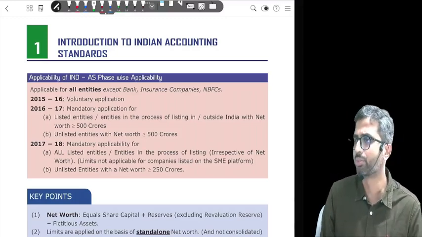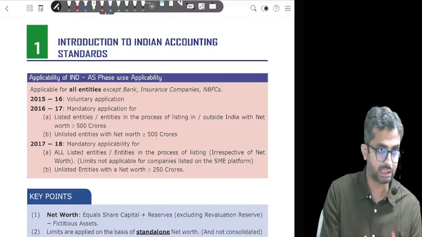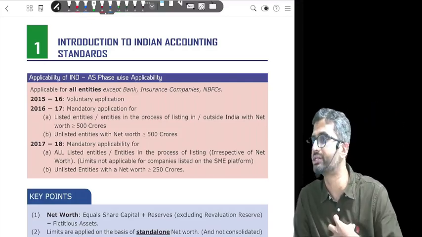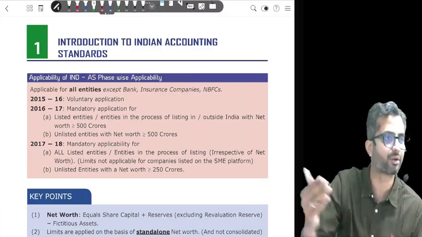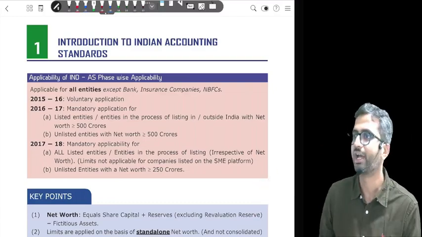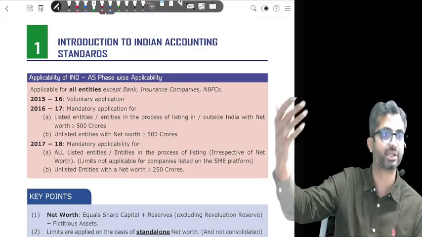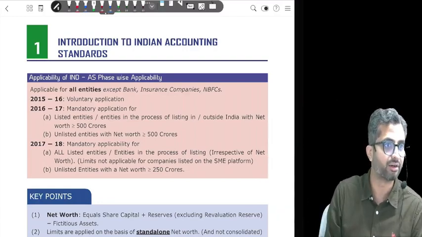Fair evaluation was a problem. Okay, so international standards. What happens is, let's say, it's just a matter of time, you will clear CA in some time, right? And then you decide to go overseas.